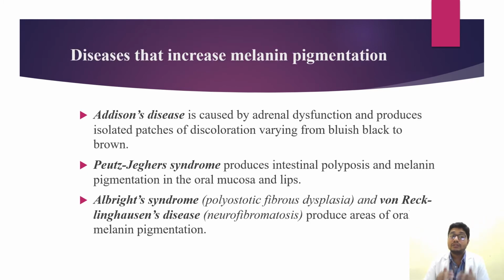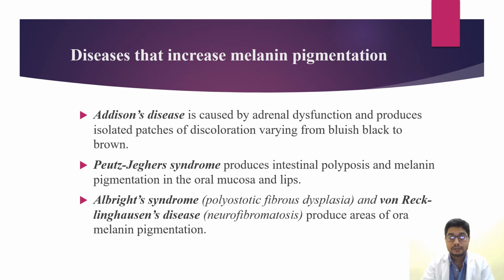The diseases that cause increased melanin pigmentation are, first and foremost, Addison's disease. It is an adrenal dysfunction and produces isolated patches of discoloration varying from bluish black to brown. The second is Peutz-Jeghers syndrome. It produces intestinal polyposis and melanin pigmentation in the oral mucosa and lips. Albright syndrome is another condition which causes melanin pigmentation in the gingiva. It is one form of polyostotic fibrous dysplasia. And von Recklinghausen disease, a neurofibromatosis, produces areas of oral melanin pigmentation.